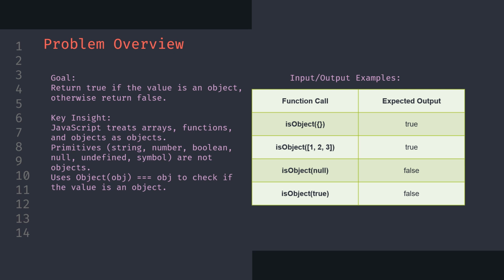In JavaScript, objects include regular objects, arrays, and even functions. However, primitives like null, undefined, string, and boolean are not objects. This check helps differentiate between objects and non-object values.